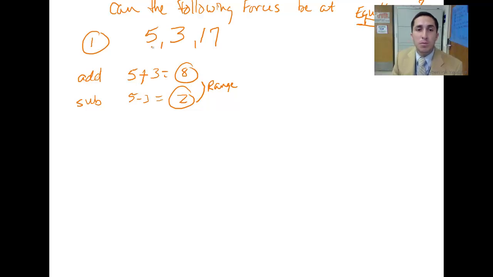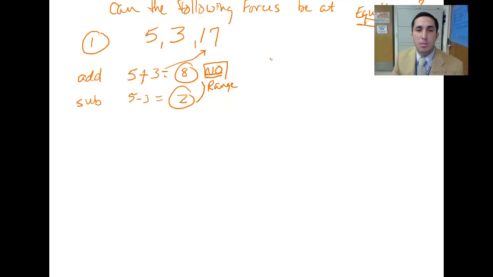So let's see. We used the 5 and we used the 3. Who do we not use? We did not use the 17. Is the 17 in the range? No, it's not good. It's too big. So the answer is no. It will not work. They cannot be at equilibrium.